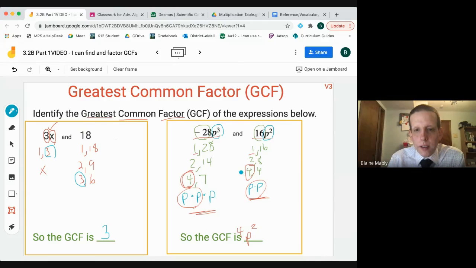So since the greatest number that they have in common is 4, and the greatest common variables are 2 p's, the greatest common factor is 4p squared. All right, there you go.